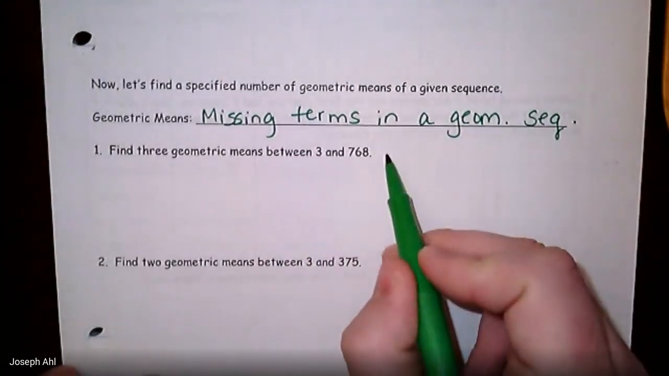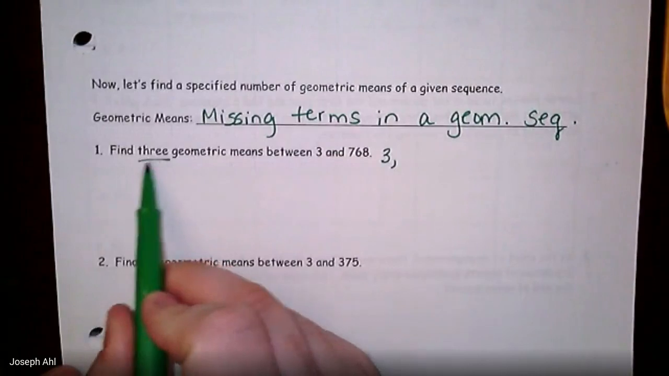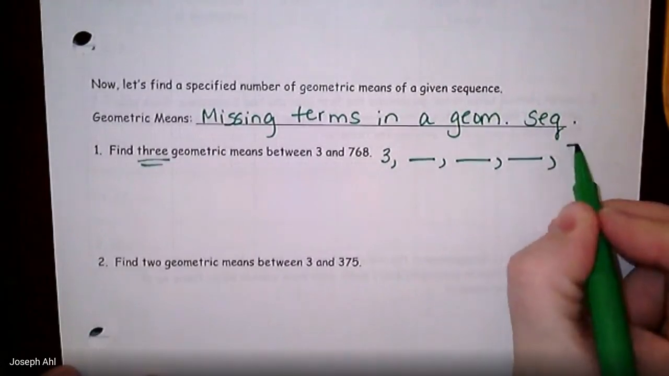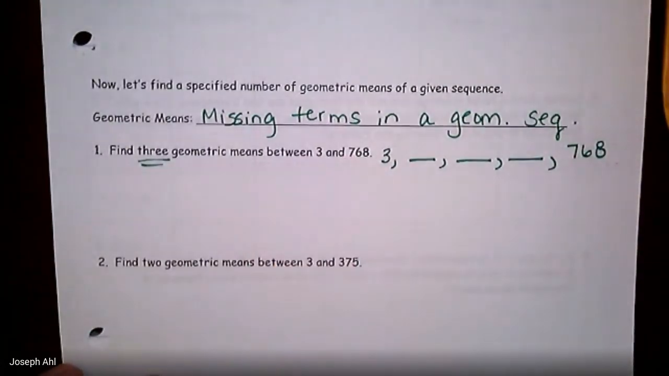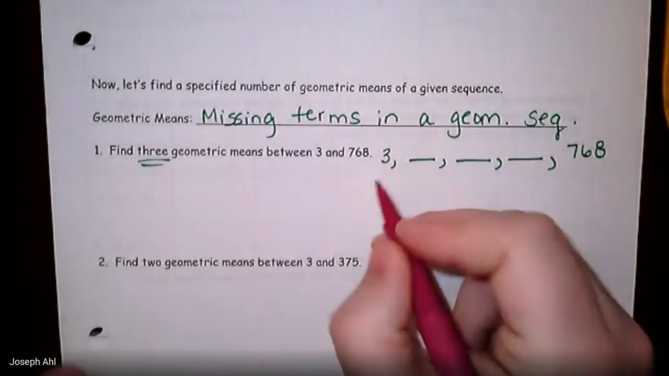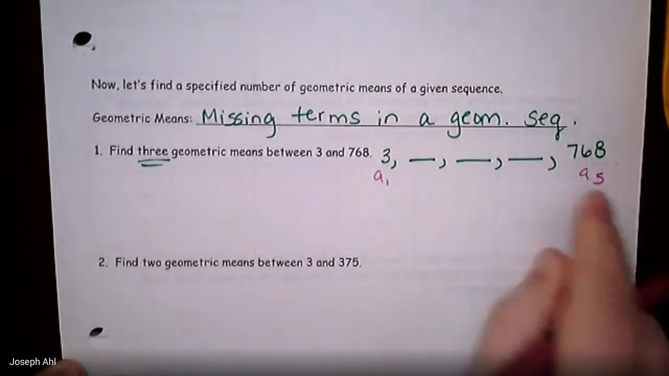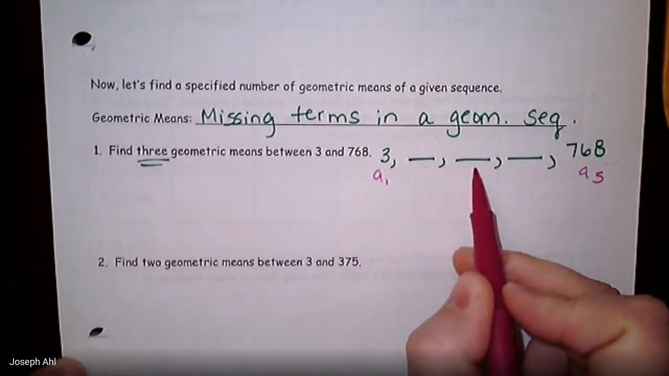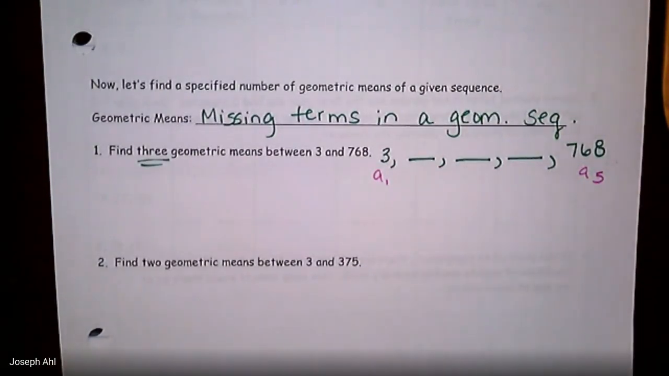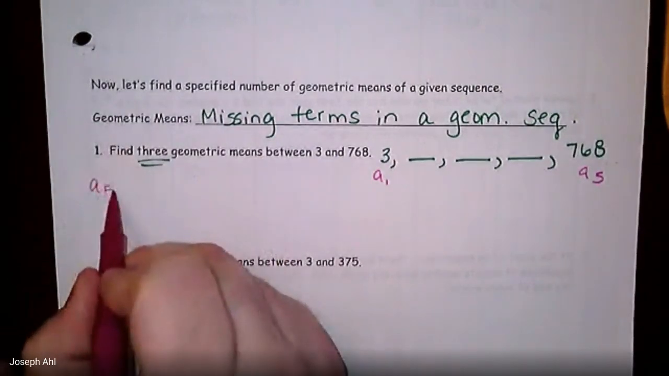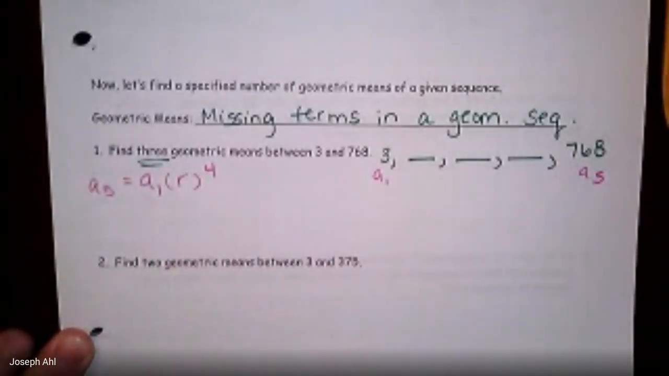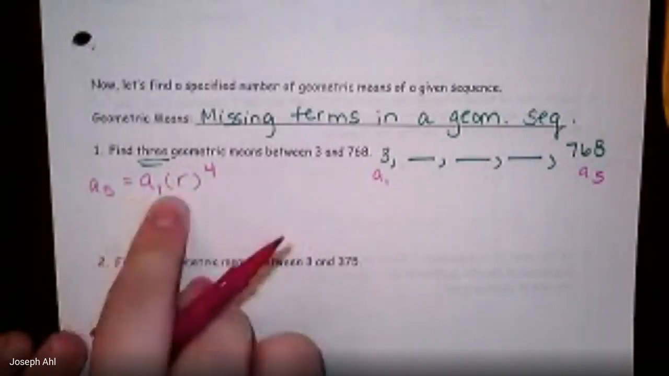So the main idea would be that we're trying to find 3 geometric means, which means we need 3 blank spots to fill in between 3 and the last term that's given, which is 768. So in order to determine that, I want you to think that 3 is the first term. I'm going to call that A1. And if you look down at the end, this would be the 5th term, wouldn't it, right? Because this would be A2, A3, and A4. So how would I get to the 5th term based on the first term in a geometric sequence? Well, A5 would equal A1 times R to the 4th power, right? Again, this exponent is the difference in the terms that you're working with.